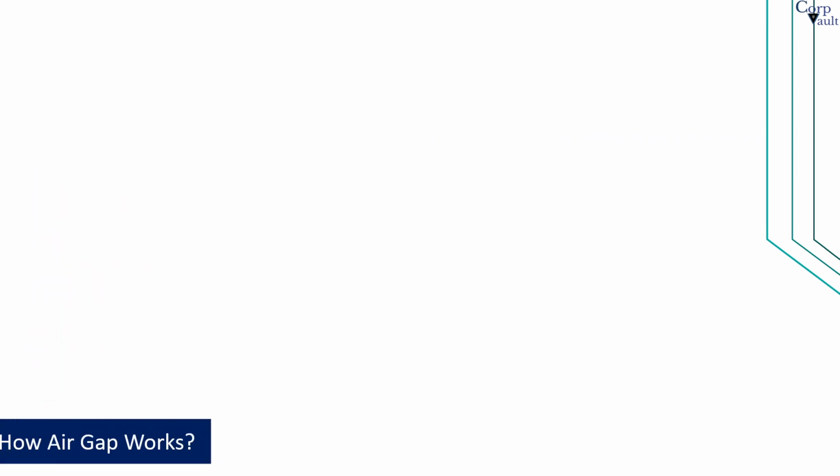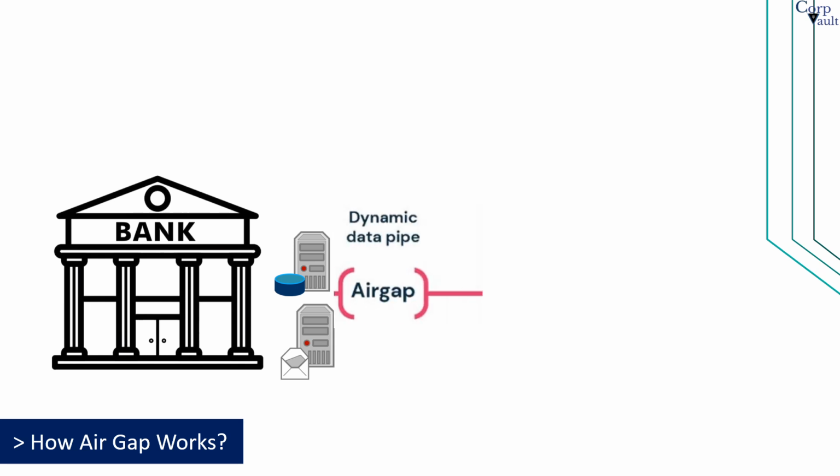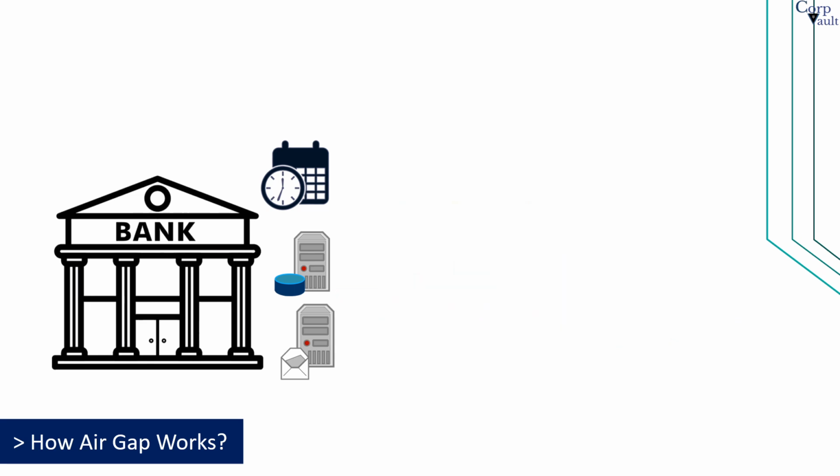How Air Gap actually works? Let's simplify this with a real example. A bank runs backups of its critical databases nightly to Air Gap Protect storage at 2 a.m. At exactly 2 a.m. the vault opens, backups go in. At 3 a.m. it shuts completely. So the AGP container is only accessible during the backup window.